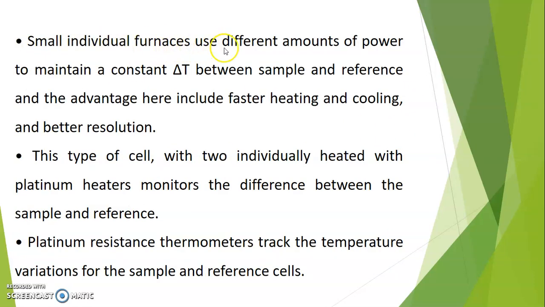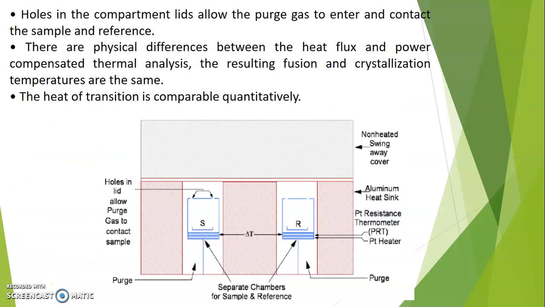Small individual furnaces use different amounts of power to maintain a constant temperature between sample and reference, and the advantages here include faster heating and cooling and better resolution. This type of cell, with two individually heated platinum heaters, monitors the difference between the sample and reference. Platinum resistance thermometers track the temperature variation for the sample and reference cells. Holes in the compartment lids allow the purge gas to enter and contact the sample and reference. Here you can see two types of inlets are available for the sample and reference, where purge gas is emerged.